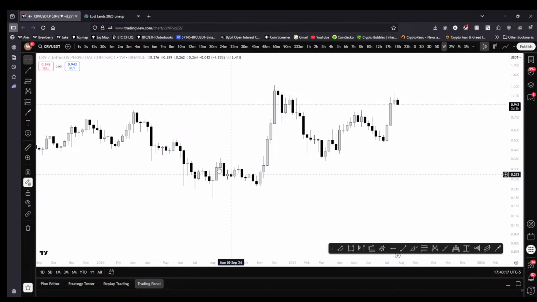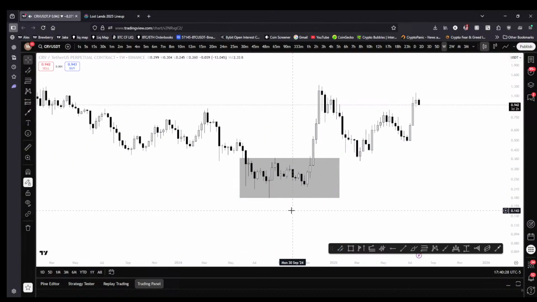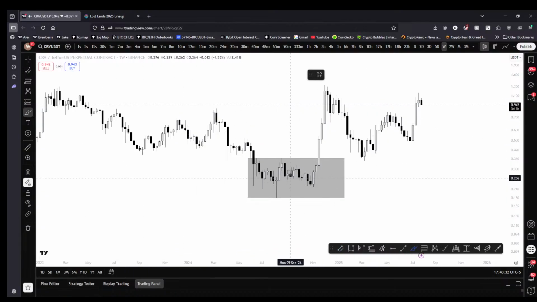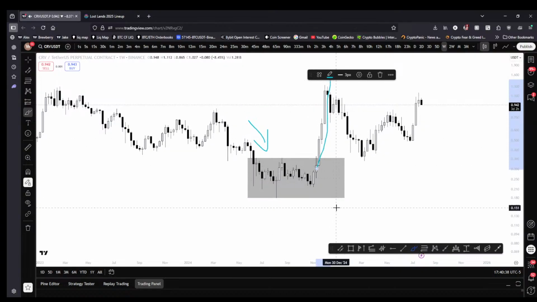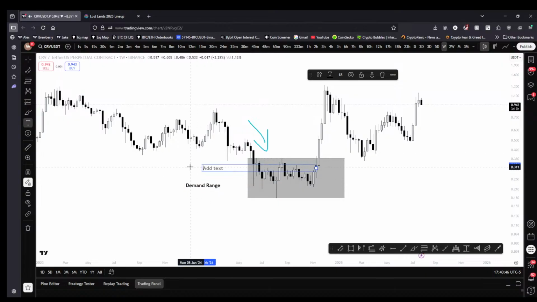Demand. Yeah, exactly. Right? What did we talk about? This is a range where the price had an impulsive move out of it. This would be our demand range. All right.